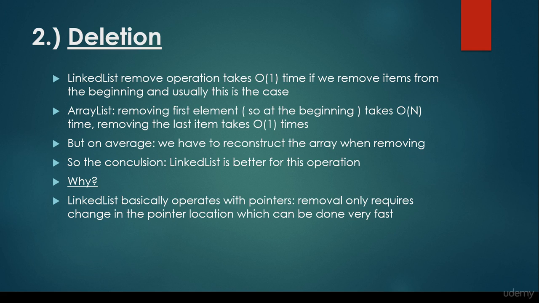So for arrays, on average, we have to reconstruct the array when removing an item. For example, if we would like to remove items from the middle of the array, of course we have to reconstruct the array. So the conclusion is that linked list is better as far as the deletion operation is concerned. Okay, why? Because a linked list basically operates with pointers. So the removal only requires changing the pointer location, which can be done very fast. For arrays, we have to shift all the items, and that's why it's not going to be as fast as for linked lists.